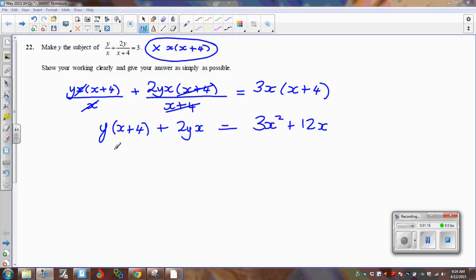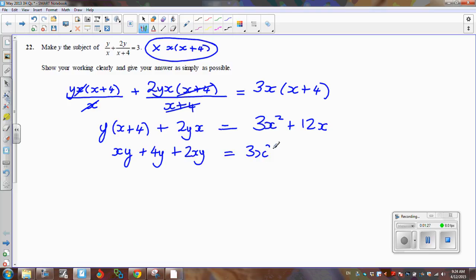Removing the brackets on the left hand side here, I've got xy plus 4y plus 2xy is equal to 3x squared plus 12x. So I can see on the left hand side that I can do xy plus 2xy, so I get 3xy plus 4y is equal to 3x squared plus 12x.